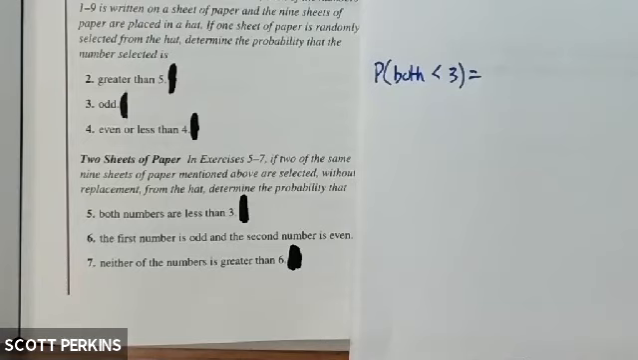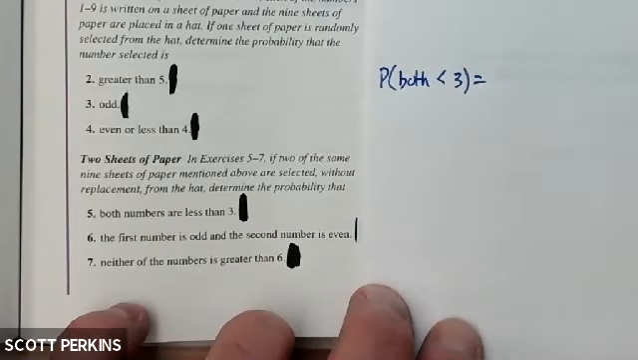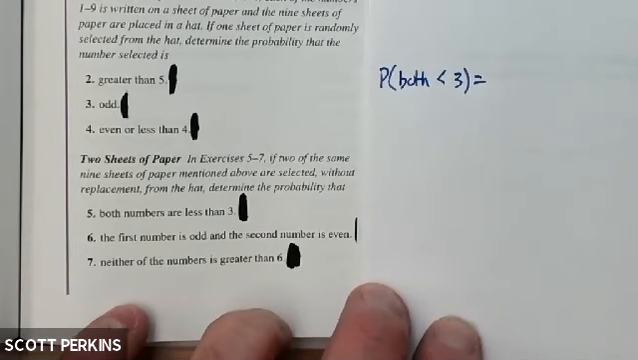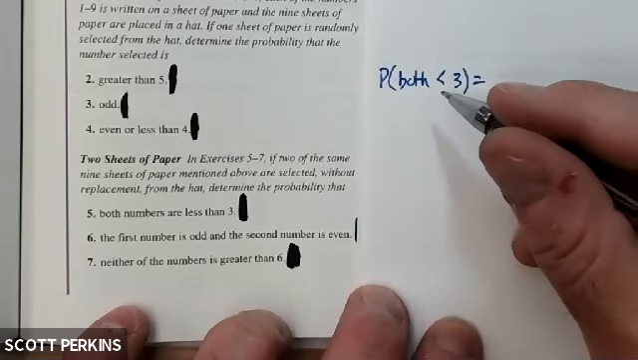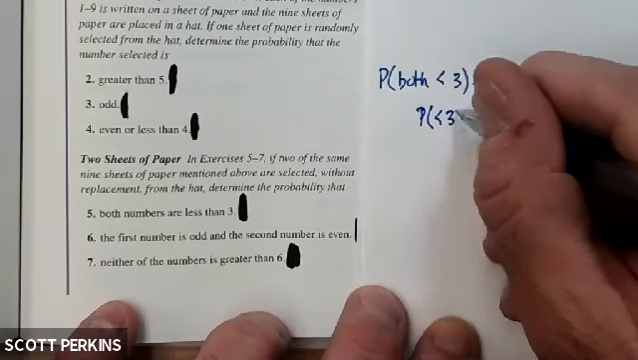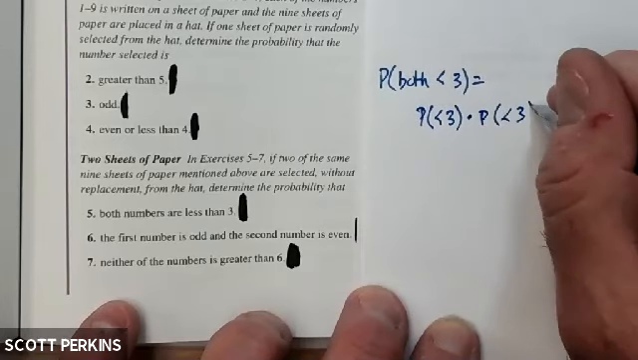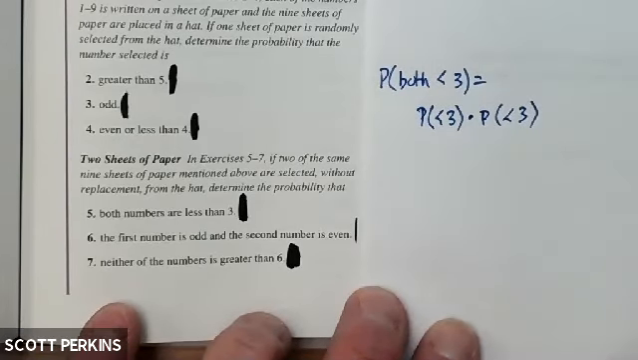Without replacement, yes. So remember, this is an AND event. The big way I know this is an AND event is I'm doing 2 things now. I have 2 trials. So when I'm finding the probability that both are less than 3, what I want to know is the probability the first one is less than 3, and then the probability the second one is less than 3. So we multiply these probabilities together. So without replacement is significant here.